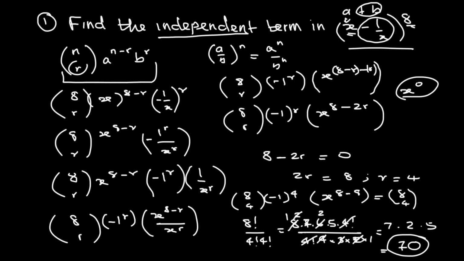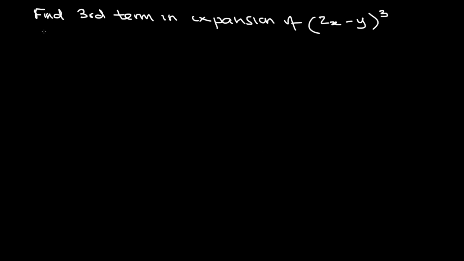Okay, let's look at another example. This is another example, the first test. Find the term in the expansion of 2x minus y power 3, right? So what are we looking for here? What we're looking for here is the third term, okay? The third term in this expansion here.